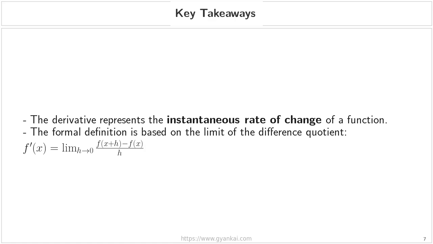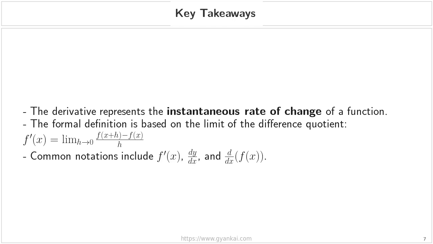Secondly, we have the formal definition, which is based on the limit of the difference quotient. In mathematical terms, this is expressed as f prime of x equals the limit as h approaches 0 of f of x plus h minus f of x, all divided by h. This formula is the heart of calculus, as it allows us to shrink the distance between 2 points until they essentially become one.